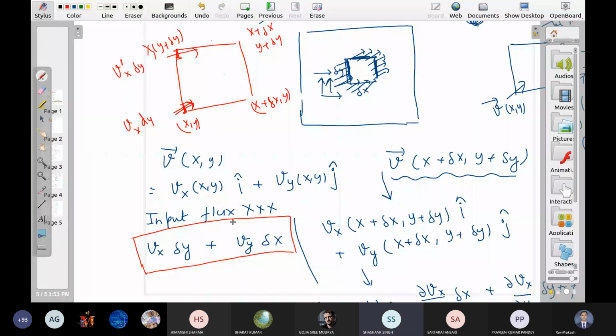Sir, let us split it into two parts. See, so why is it not correct? How to make it correct? If we are calling this the input flux, it means Vx is a function of x only, right? We cannot assume Vx is a function of y, and here Vy is a function of y only. We cannot assume it as a function of x.